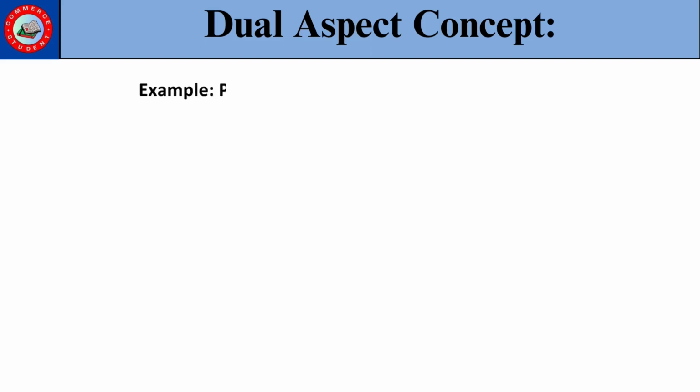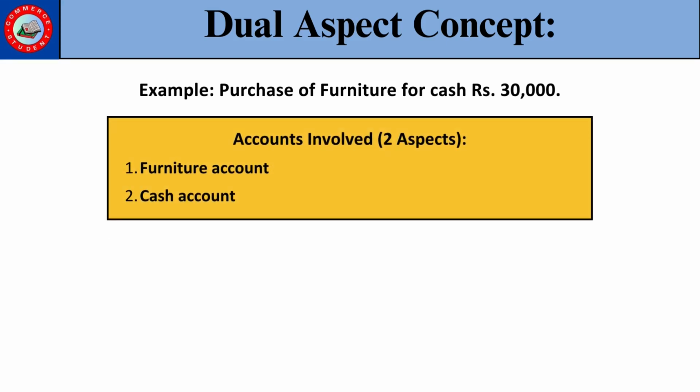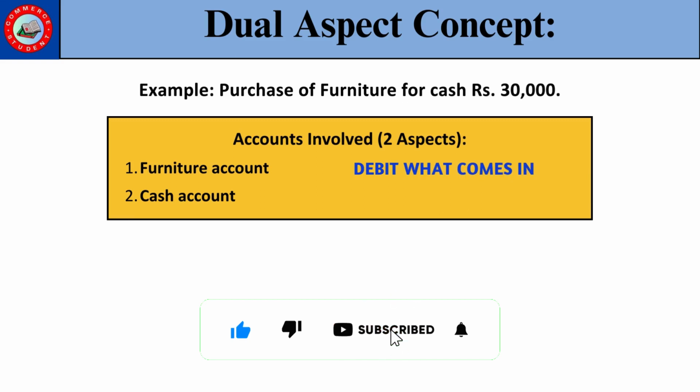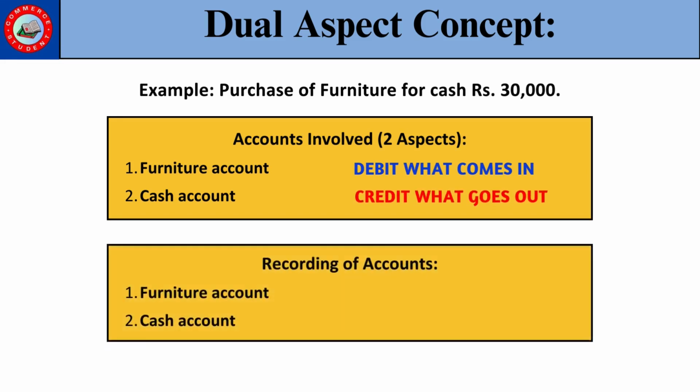For example, purchase of furniture for cash rupees 30,000. In this transaction, two accounts are involved, that is furniture account and cash account. Both are asset accounts. Furniture is coming in the business. When any asset comes in the business, debit it. And cash is going out from business. When any asset goes out from business, credit it. Therefore, furniture account is debited with rupees 30,000 and cash account is credited with rupees 30,000. It must be noted that both debit and credit entries have equal amount.